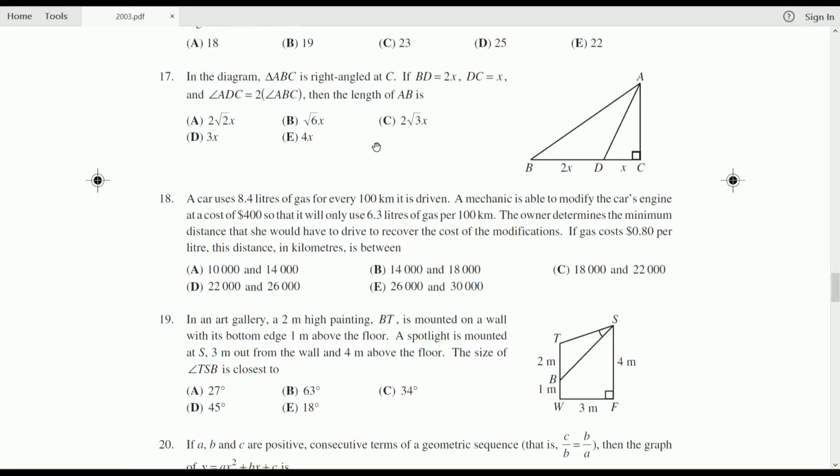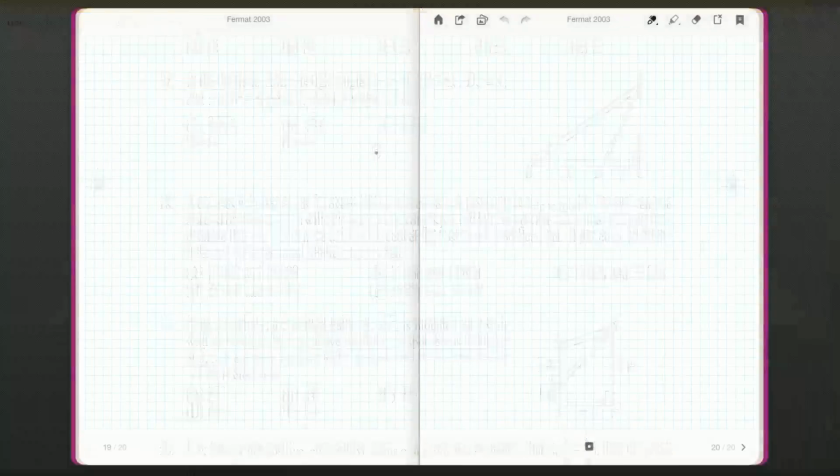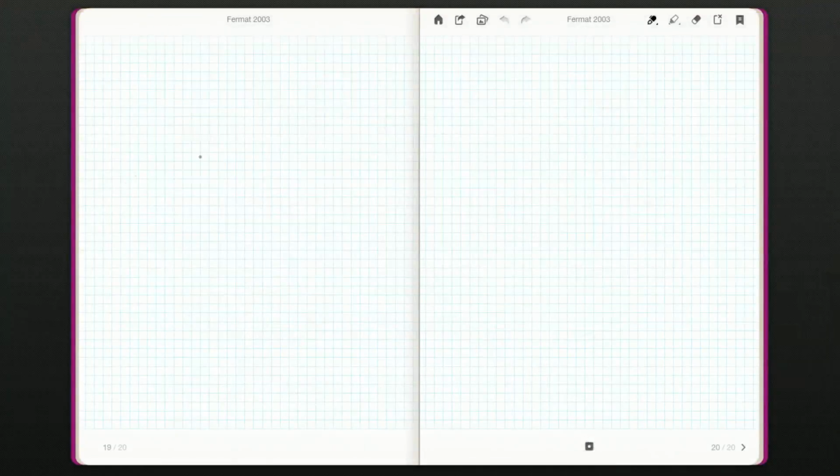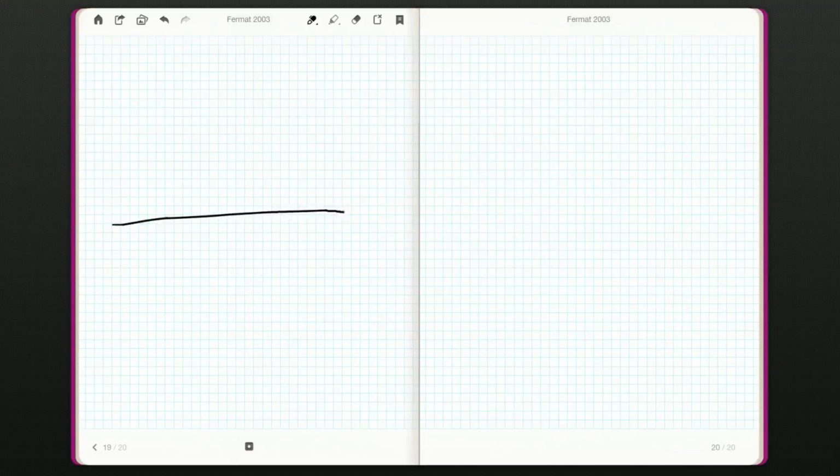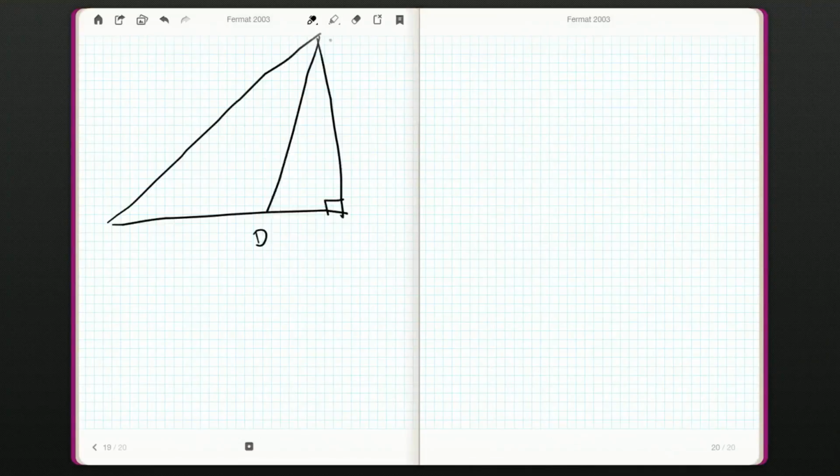What can we do here? Well, I'm going to redraw the diagram so that I can add the fact that these angles are doubled. A right angle here. I think D was here, AB, and it was right angled at C, so we've got to have the right picture. So we got 2x here and x here, mindful of the fact that BC now must be 3x. So I'll just add that in.